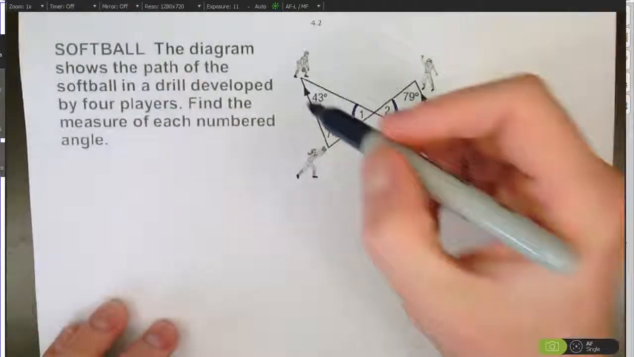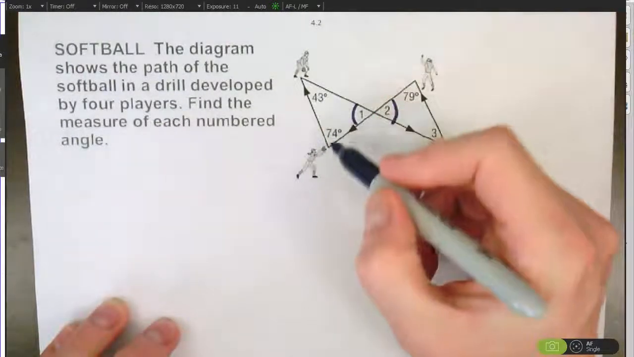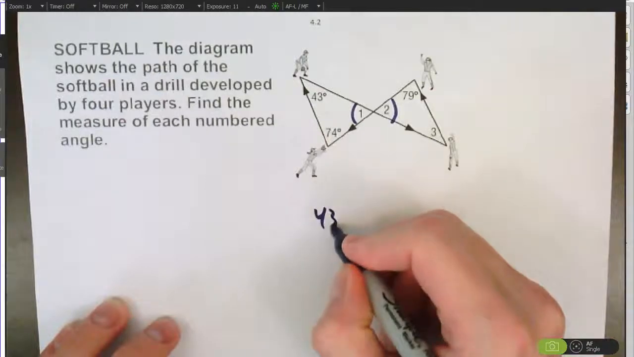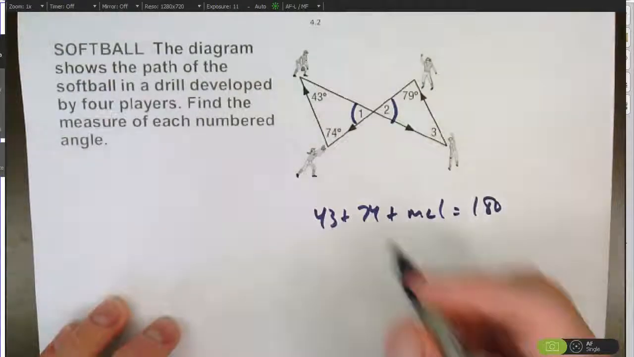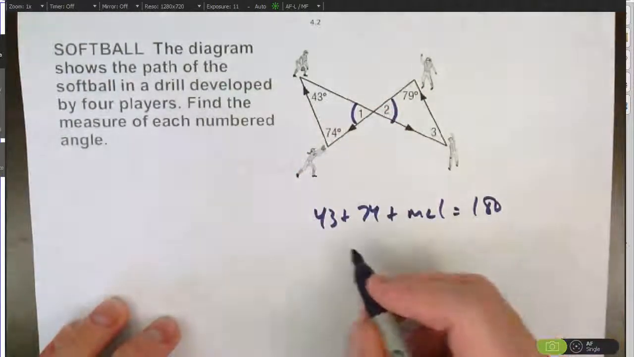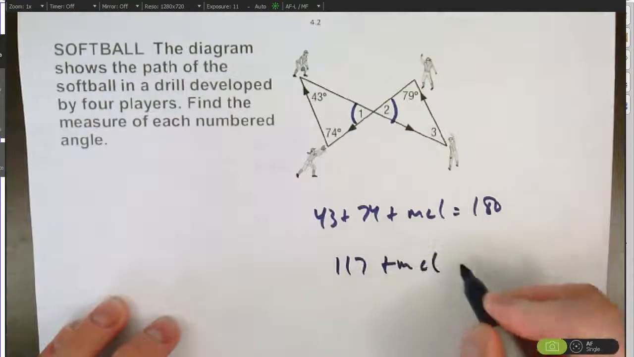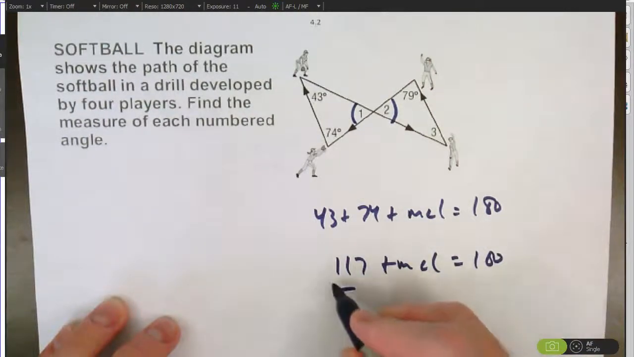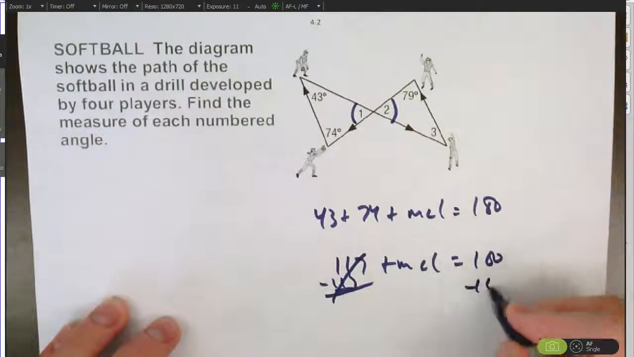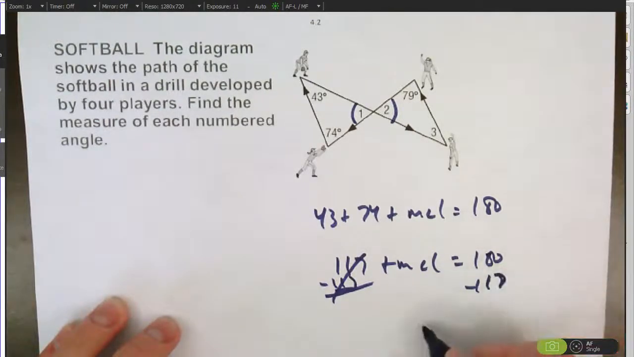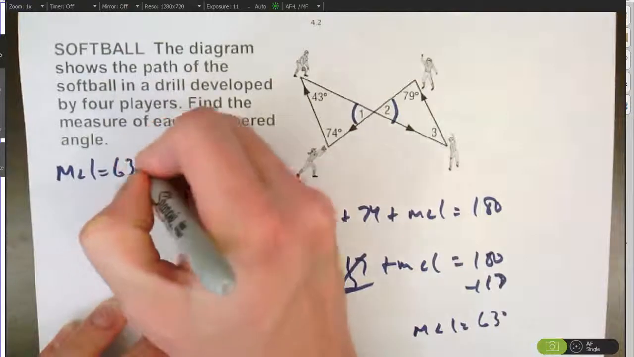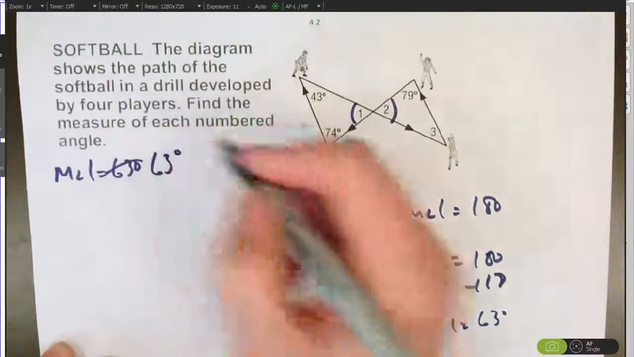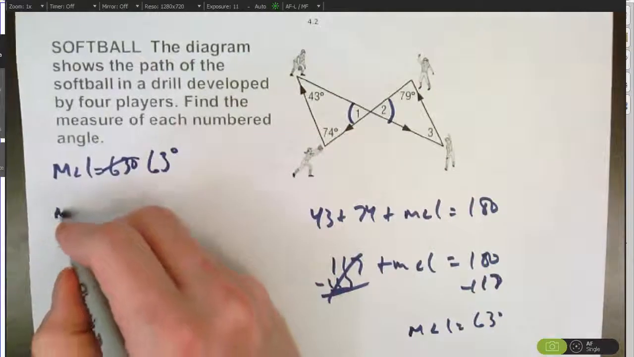Now, how can I figure out angle 1? Well, this is a triangle. The 43 plus 74 plus angle 1 has to equal 180 degrees, since that's how many degrees are in a triangle. Add that together, that's 117 plus the measure of angle 1 equals 180. Subtract 117. The measure of angle 1 then has to be 63 degrees. That also means that the measure of angle 2 is equal to 63 degrees.